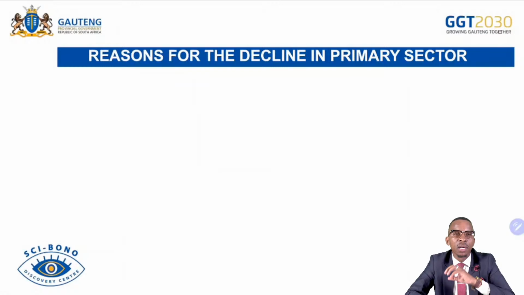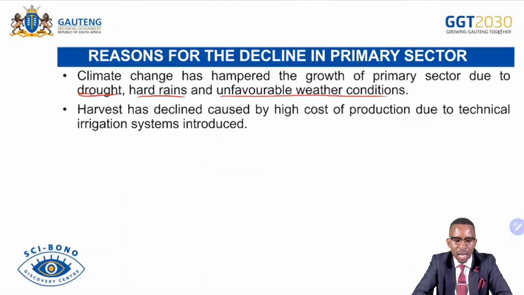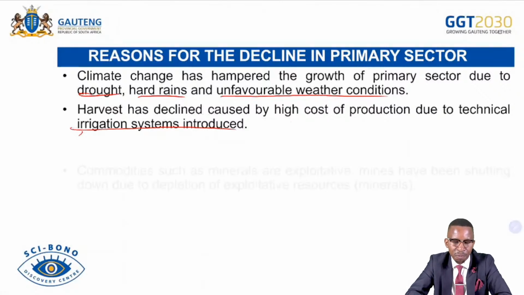And then as we are finishing the methods, let's get the reasons why the primary sector has been declining over the past years in South Africa. Climate change has hampered the growth of the primary sector due to drought, hard rains, and unfavorable weather conditions that have led to the decline in the primary sector. Harvest has declined, caused by the high cost of production due to the technical irrigation systems introduced. Due to the drought, there have been irrigation systems put in place under agriculture.